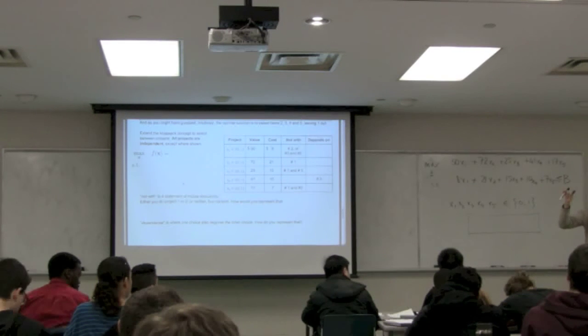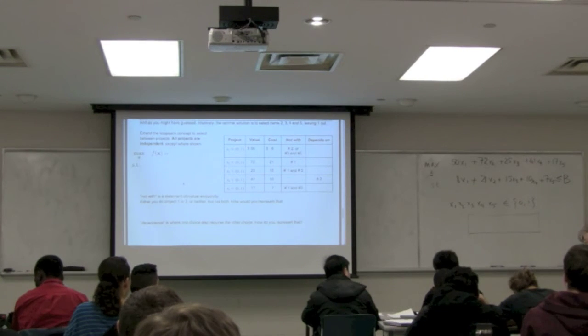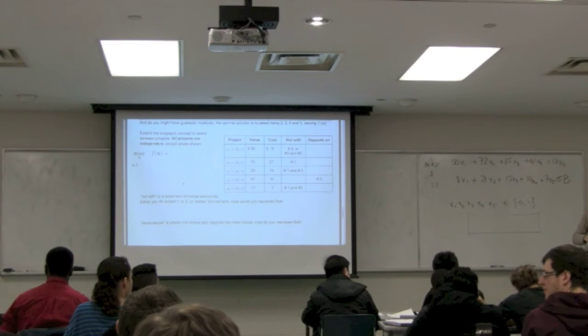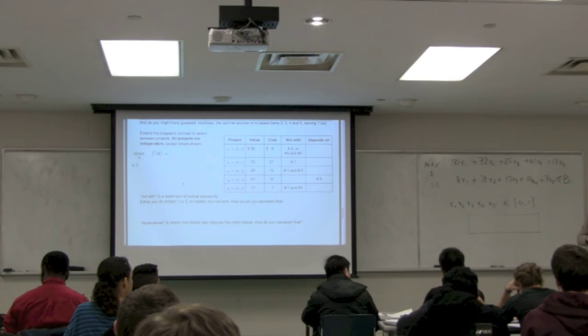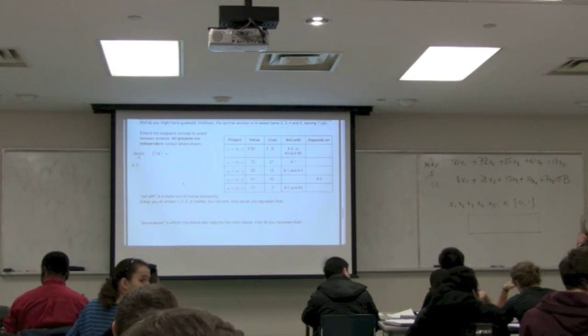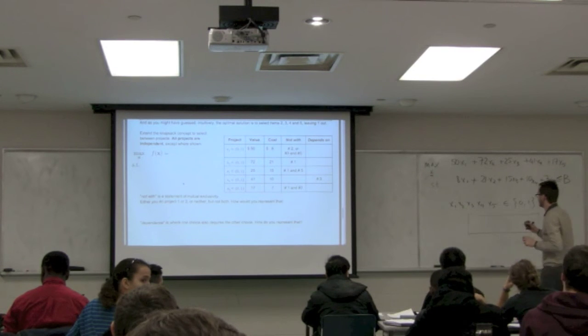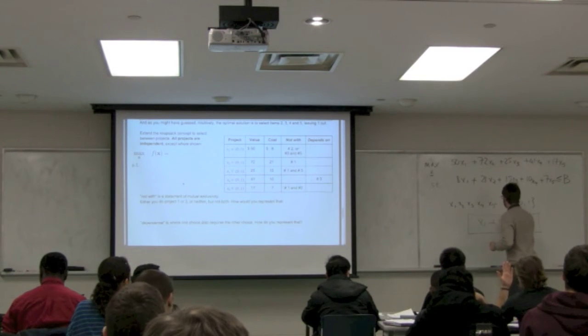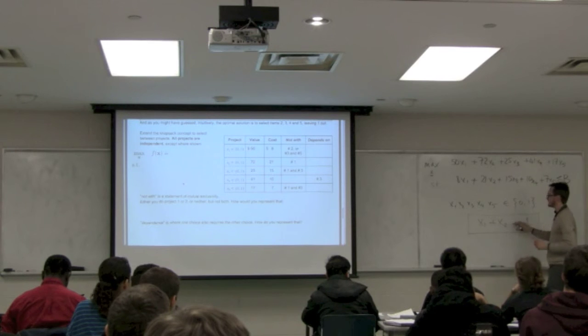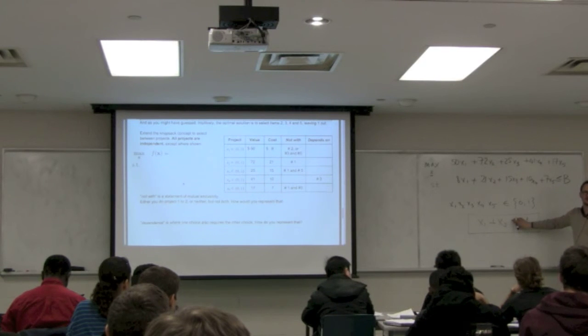Suggestion? So for example, if you have X1 and X2 are in conflict, I would take the sum of X1 and X2 and make sure that they're less than or equal to one. Sum less than or equal to one. Trevor? Less than or equal to, or equal to? Well, you would want to have the option of having neither, right?